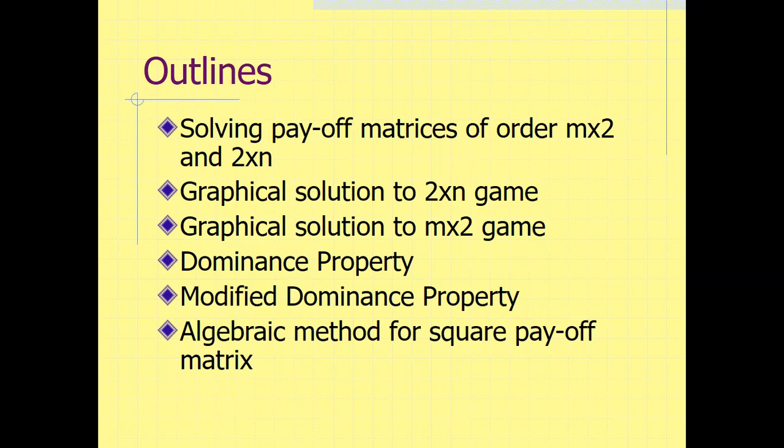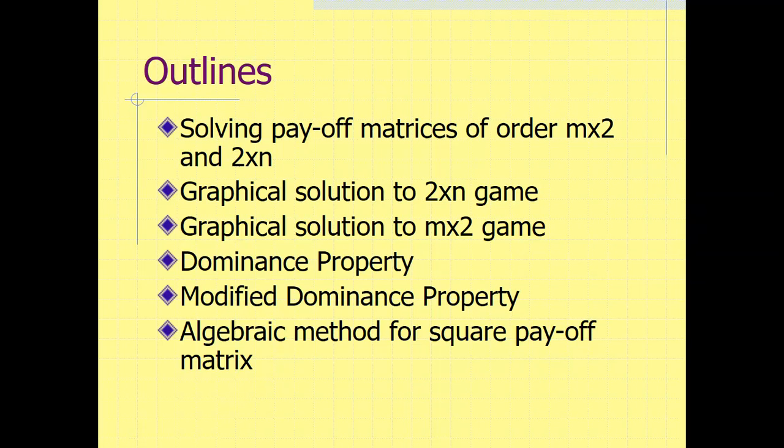But a game with payoff matrices of order m cross 2 or 2 cross n could also be solved easily with the help of the graphical method. The graphical shortcut enables us to reduce the original size of the game of order m cross 2 or 2 cross n to a much smaller size of order 2 by 2, which could then be solved by the algebraic or shortcut method.